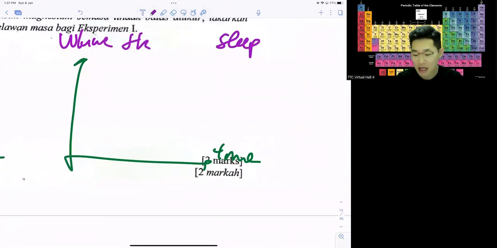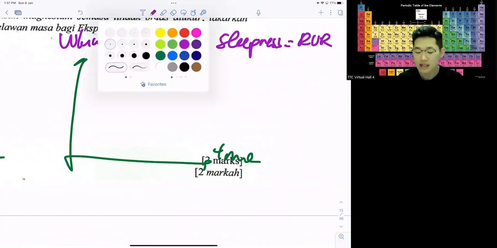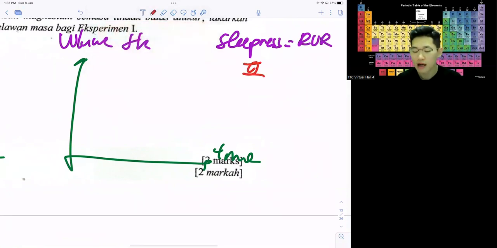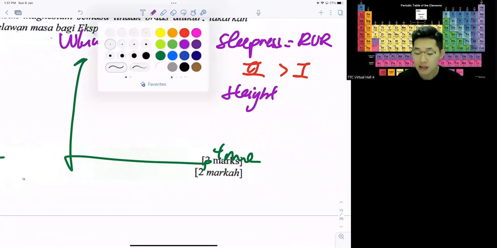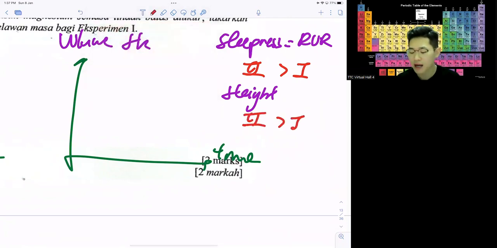to sketch a product time graph, we must compare the steepness first. That means the rate of reaction. Let's say I know the rate of reaction in experiment 2 is higher than experiment 1. Then when I'm sketching the graph later, 2 has to be steeper than 1. And then height. Because 2 is using double the sulfuric acid, the height, the amount of gas released by sulfuric acid will be double. That is, the sulfuric acid produces 2 times the hydrogen gas.